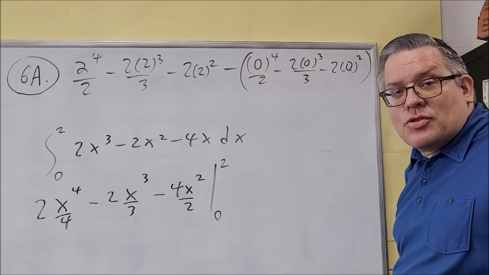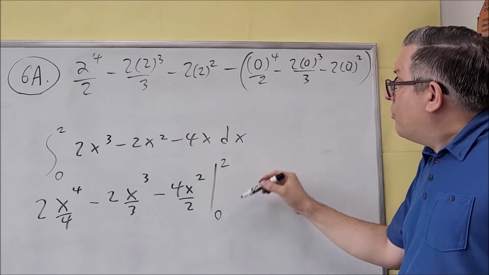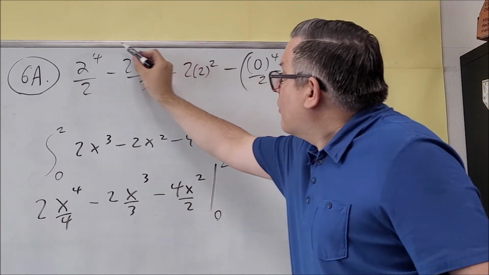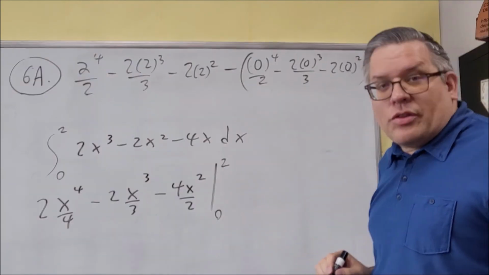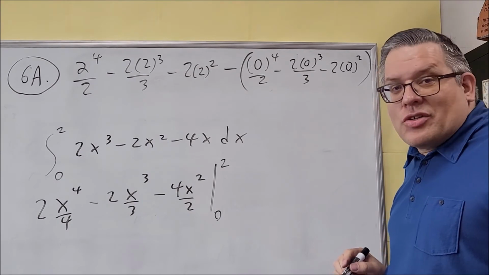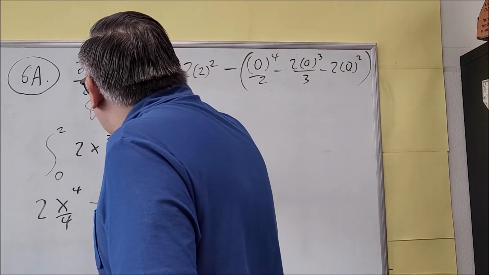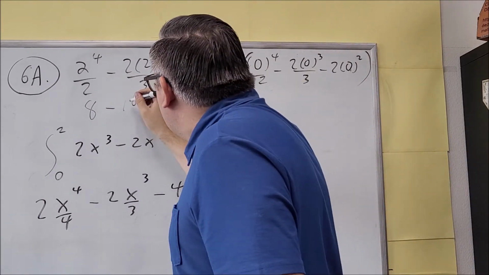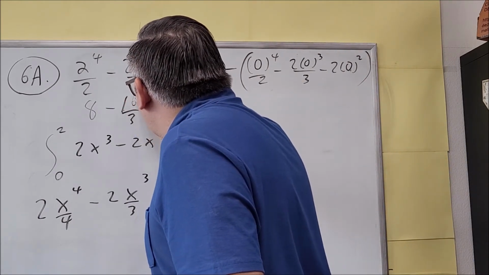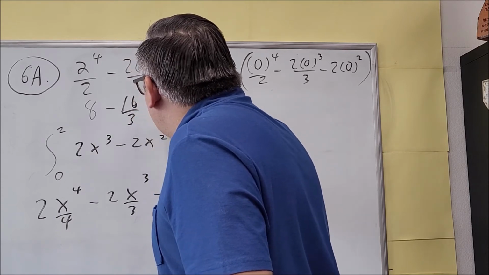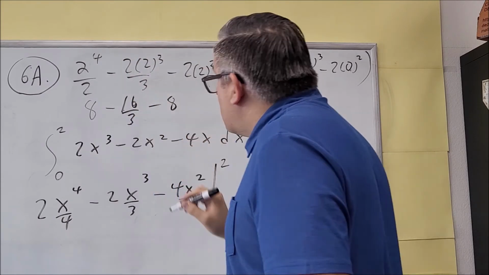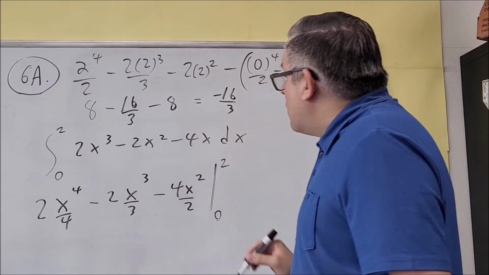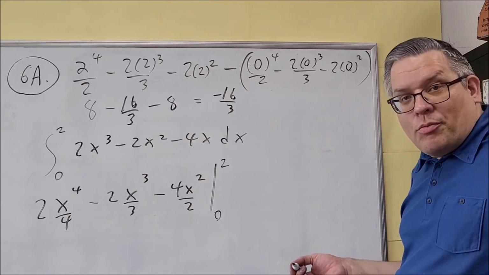Okay, so that's what happens when you put the 2 in there and then you put a 0. Now all this here, that's all going to turn into a 0. So really all we have to worry about is this part right there. So that first one, that's going to be 16 over 2. So that's going to be 8. Now next we have 2 cubed, which is 8 times 2, 16. So we get 16 over 3. And then this one is going to be a minus 8. So the 8s are going to cancel out, and you just get negative 16/3 for the second integral.